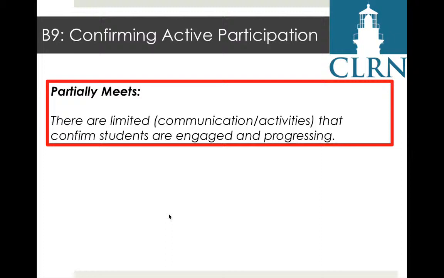Standard B9 is fully met if you find an activity that causes the student to engage with the instructor or with other students during the first week. Directions to the instructor by the publisher about how to determine engagement during the first week and how to address non-responsive students would also meet this standard. If the evidence is weak, though, your partially met comment will be a variation of there are limited communication or limited activities that confirm students are engaged and progressing.